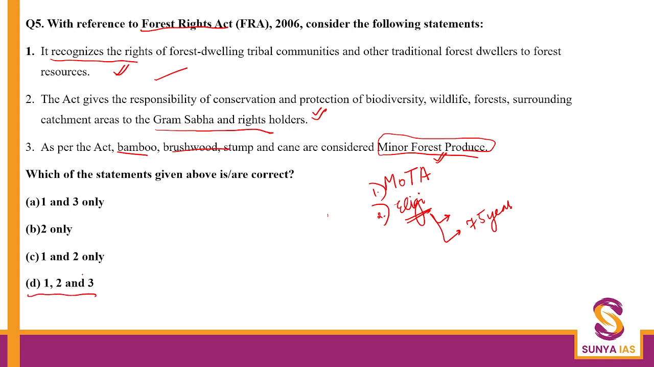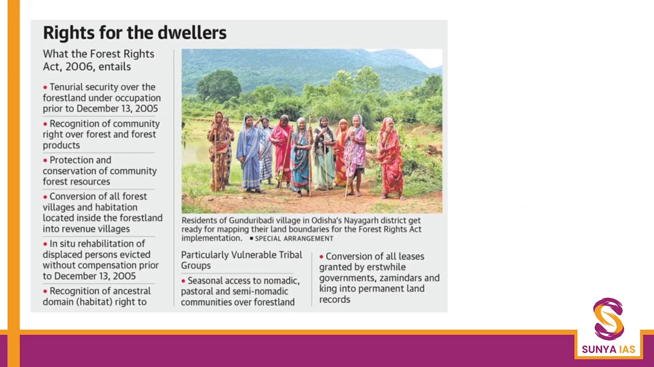The answer is going to be 1, 2, and 3, Forest Rights Act of 2006. In fact, when you read about this, also recall our discussion on tribal groups, particularly vulnerable tribal groups. That also you should read about. We've discussed what kind of rights are under this. So the conservation, protection, all of this, and how this act creates the critical wildlife habitats. So please recall all of that.